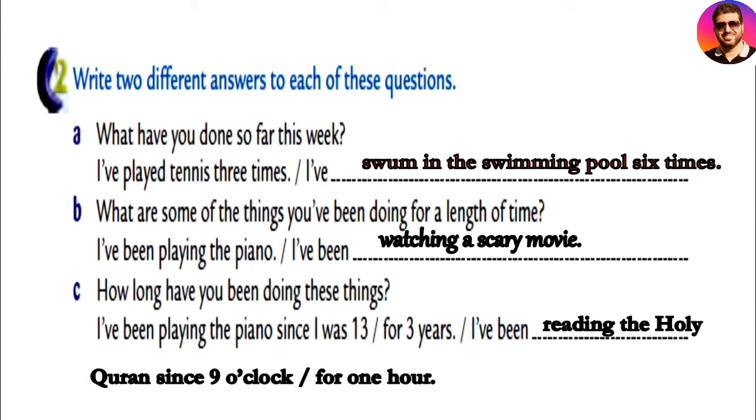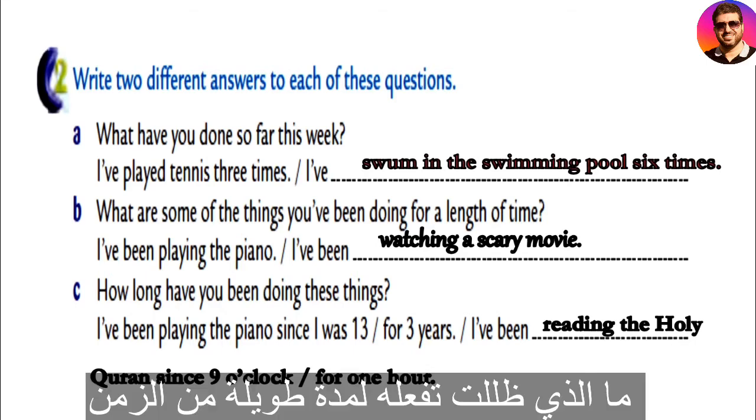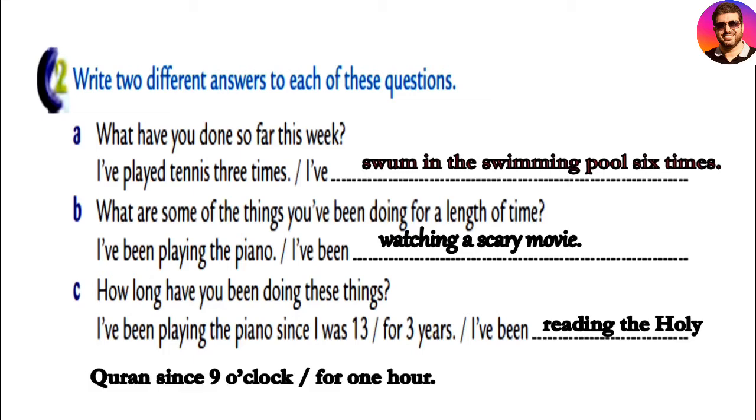B. What are some of the things you've been doing for a length of time? Here it says, I have been playing the piano. What else can you say? I have been watching a comedy movie. Can you say it again for your friends, please? I have been watching a comedy movie. Very good. Good job.